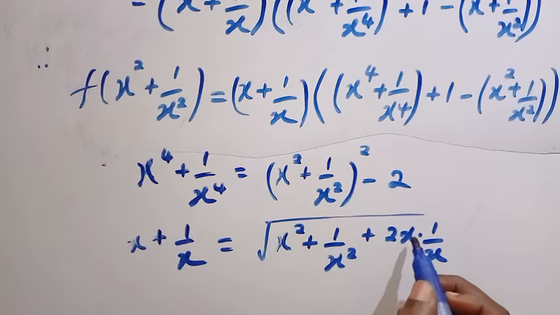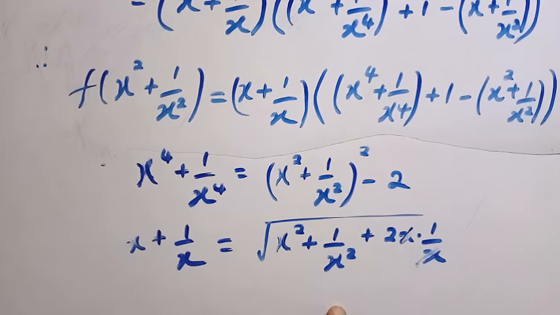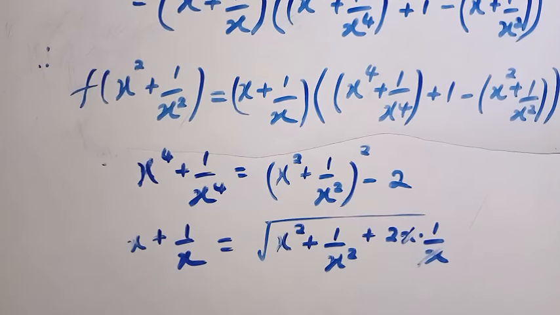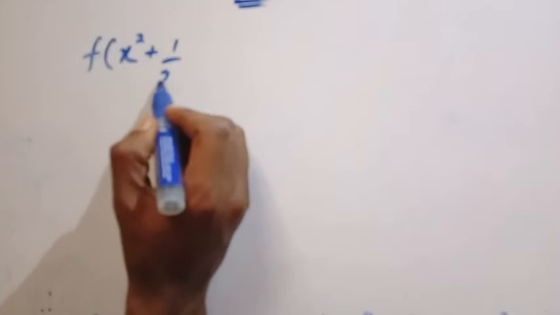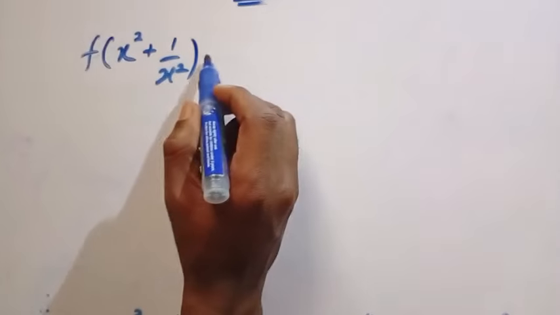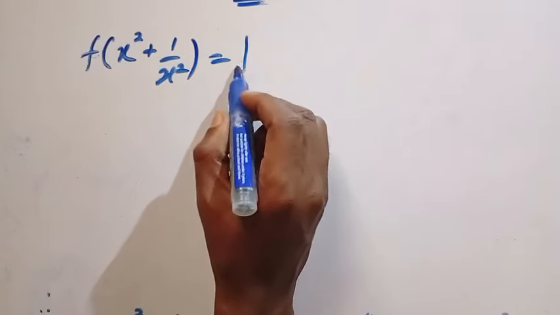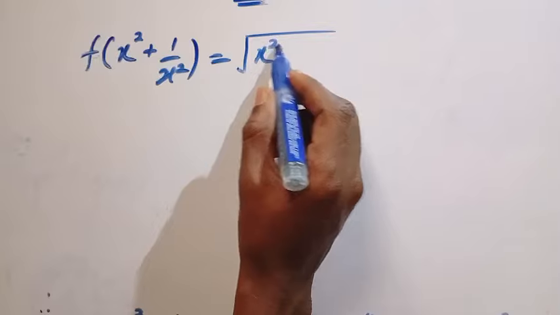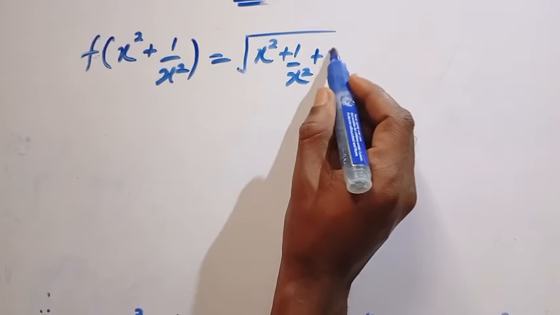Then after having this expression, we're now going to substitute. Looking at this, we have x cancelled x, which means we only have plus 2 at this point. Therefore we have f of x squared plus 1 divided by x squared. So for x plus 1 over x, this is just like when we have the square root of x squared plus 1 divided by x squared, then plus 2.